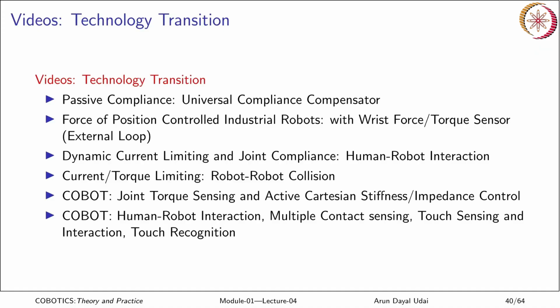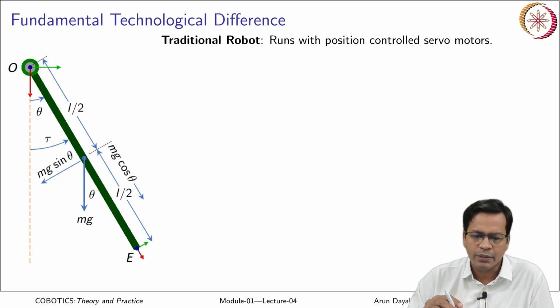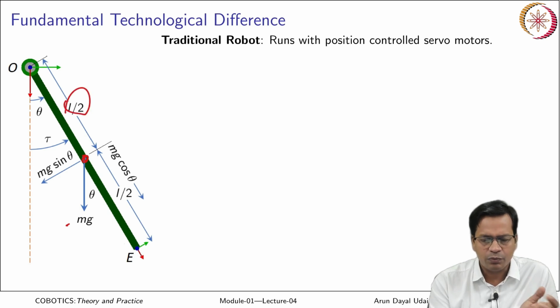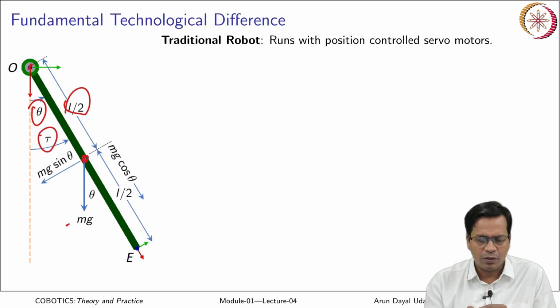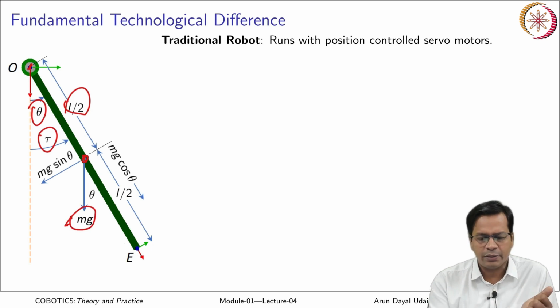So these are some of the videos that I have shown. What fundamental technological difference is there? Let us start with a small link like a pendulum with mass m, link length L. The center of gravity is situated at L/2 distance from the top. This is the axis of rotation, theta is the joint angle, tau is the torque at any instant of time. mg is the force which will come here, g is the acceleration due to gravity. This is the model I will use to explain the fundamental difference.